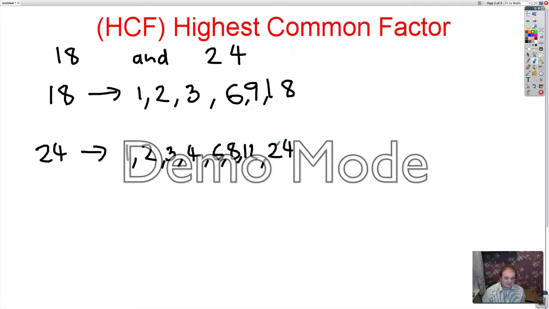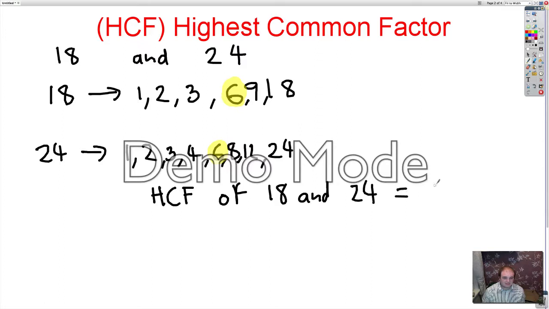Now I'm just looking for the highest number that's in both lists, essentially. 18, well, that's not in this list. 12, not in this list. 9, not in this list. 8, and you can see hopefully that 6 is the highest number that's in both lists, so we just say the highest common factor, HCF for short, of 18 and 24 is 6. Dead simple.